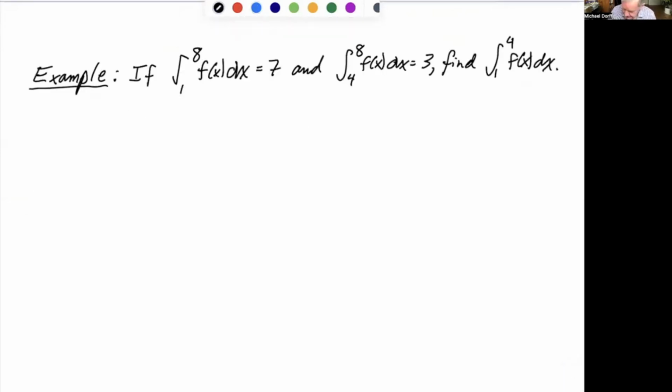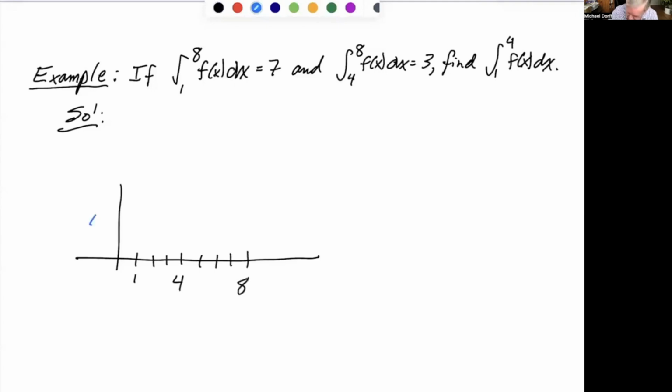So we've got this situation here. Let's look at a diagram of this. There's 1, 2, 3, 4, 5, 6, 7, 8. I've got my function. It's some function. I don't know what it is. We'll just draw in a random one there. And there's an integral.